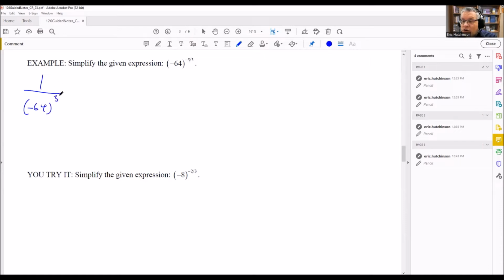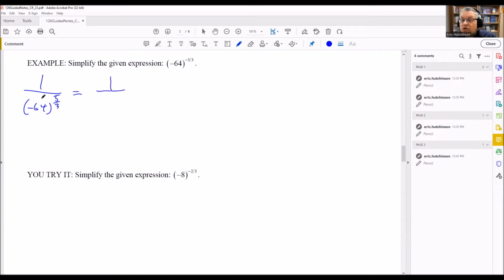So we have negative 64 to the 5/3. Now, only the sign of the exponent changes when you put this on the bottom. That's how that rule works. It's still negative 64 on the inside. The only difference is we're just making this exponent positive because we moved it across the division bar.